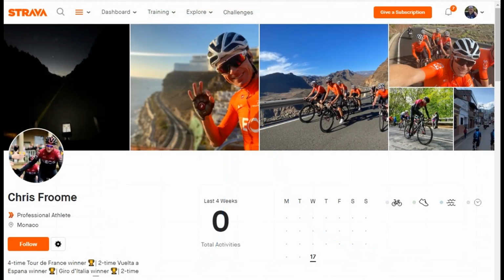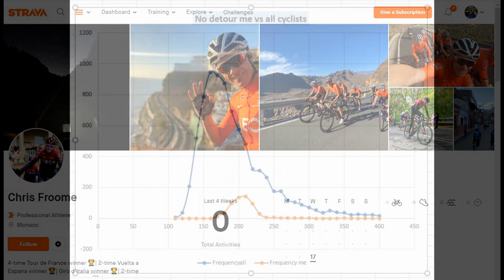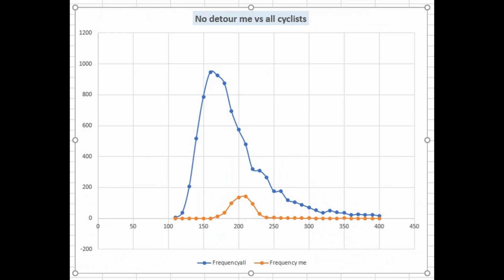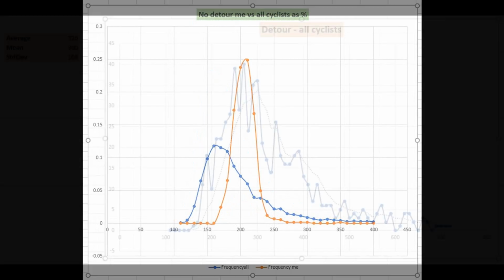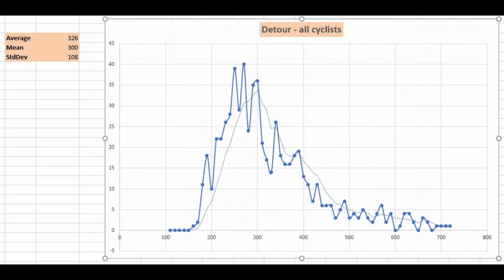Strava members range from Olympic champions at one end of the spectrum to old plodders like me at the other end. We can then compare both data sets in two ways. The first just uses the raw numbers, and you can see that my hump is to the right of all the other riders' hump. But because there is an uneven number of data points, it's a bit uneven. Therefore, I calculated the percentage of rides in each 10-second bracket, and it looks like this. My individual distribution of times is much tighter than that for all cyclists, and I have a much better looking bell curve. But what about the data after the detour was put in place?